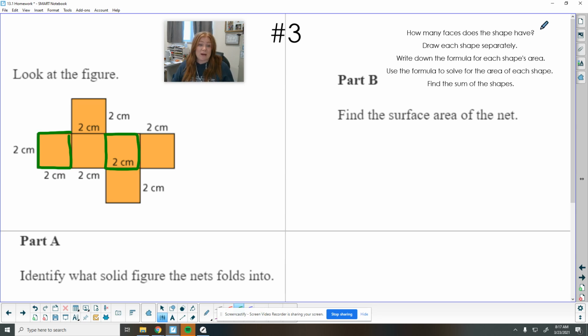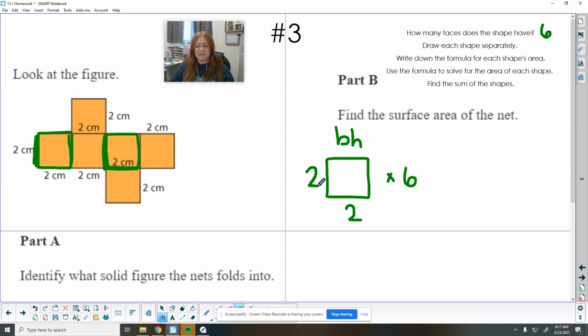So rectangular prisms and cubes always have 6 sides: top and bottom, 2 sides, front and back. So we've got 6 sides, and I know my shape is a square, and I have 6 of the exact same thing. These are all the same. So to find the area of a square, we're going to do base times height, or side times side, since they're the same. And this measurement is 2. And this one is not written right here, but if I look over here, these are the same, and my height is 2.